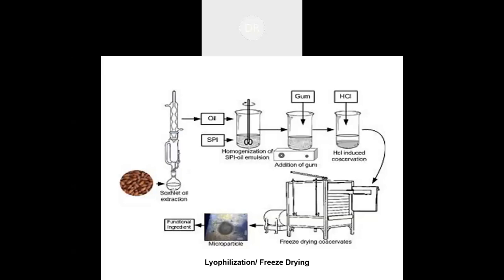This is the schematic diagram for freeze drying. I have given the example of omega-3 fatty acid from flaxseed. The omega-3 fatty acid is extracted through solvent extraction and purified. This is mixed with gum and HCl to get a homogenized mixture, and then it is freeze dried. Freeze drying uses the sublimation principle under vacuum, and there we get the dried microencapsulate.